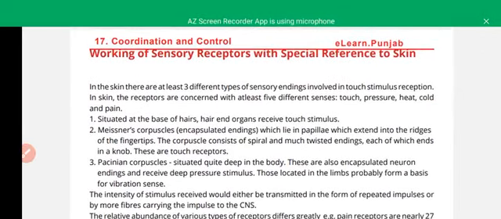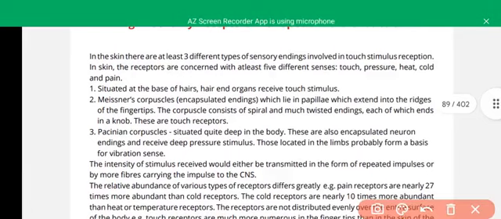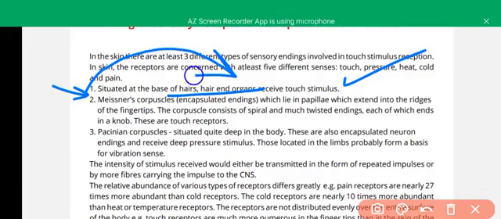How do sensory receptors work? We will study these endings. There are three endings of sensory receptors for touch, pressure, heat, cold, and pain, five types of modalities of sensation. First are the receptors present at the base of hair and organs, which receive touch stimulus. These are basically the first type of endings.